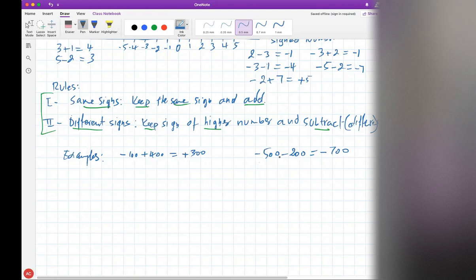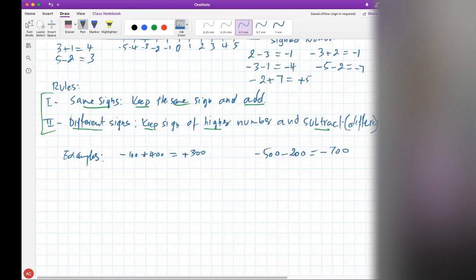Same thing here. It's not 500 minus 200. We didn't do 300 here. Depends on the other number and the sign. So if they're the same, they stay the same and they add. If they're different, pick one, pick the higher, and subtract.